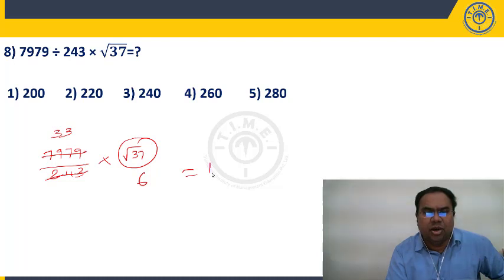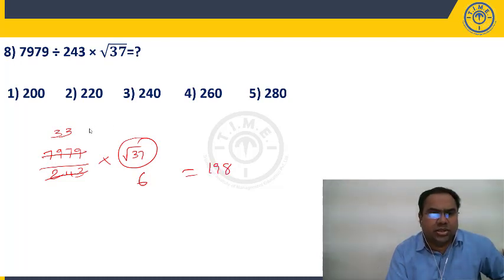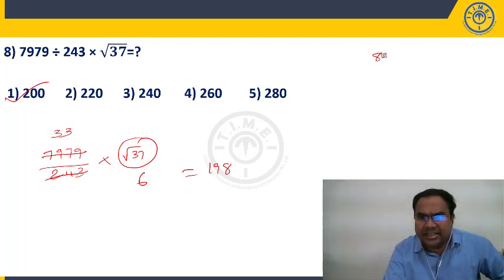33 into 6 is 198. So the closest option to 198 is 200. Or you can see it this way: 7979, I'll take it as 8000 because there is a gap of 20 here.